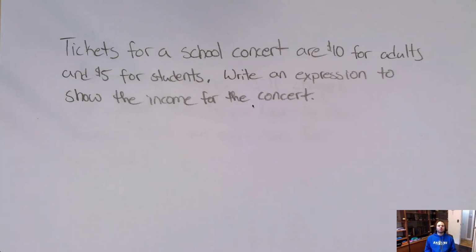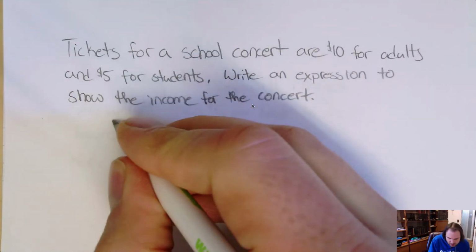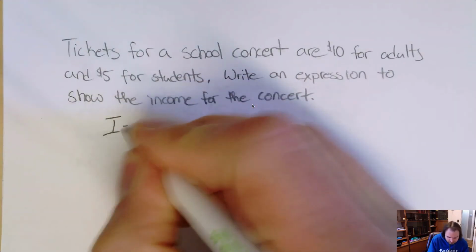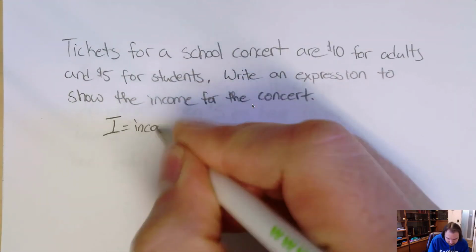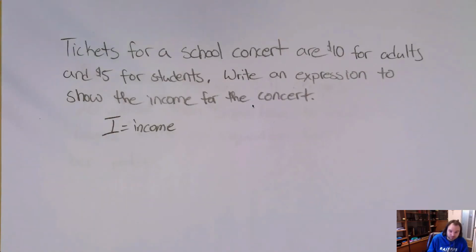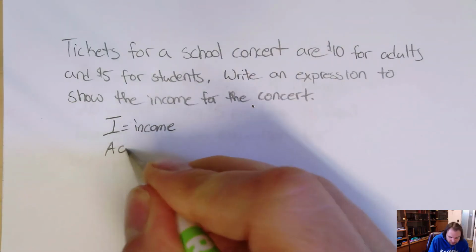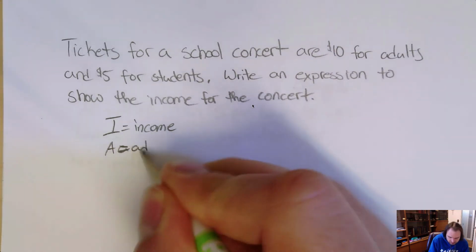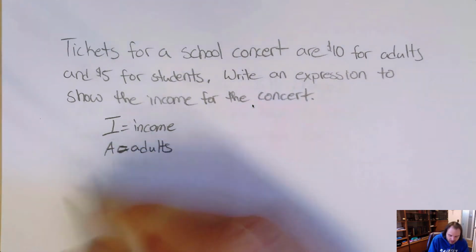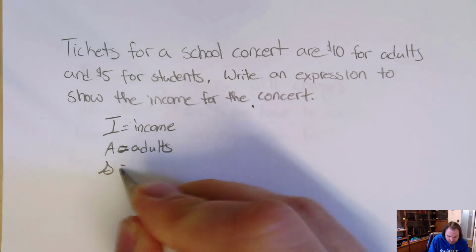So here's my first question. It says, tickets for a school concert are $10 for adults and $5 for students. Write an expression to show the income for the concert. So my income for the concert, I'm going to say is I for income. We're going to put A for adults. And I'm going to put S for students.